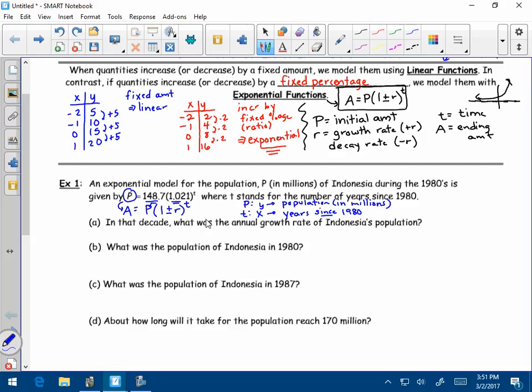So it says, in that decade, what was the annual growth rate of Indonesia's population? So here we're looking for that R value. R is trapped inside this parenthesis here. And that parenthesis represents 1 plus R. So 1 plus R is equal to 1.021. And if I solve that little mini equation, subtract 1 from both sides, you'll get that R is equal to 0.021. Now, if I want it as a percentage, that means it's got a growth rate of, multiplied by 100, 2.1%.